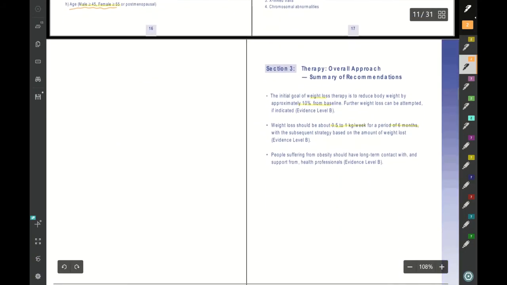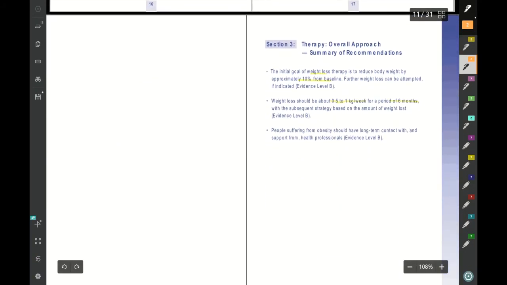Alright, so let's move on to section 3. So we want to achieve weight loss, right? So how much weight loss do we want? It is approximately more than 10% from baseline, or 0.5 to 1 kilogram per week in 6 months.